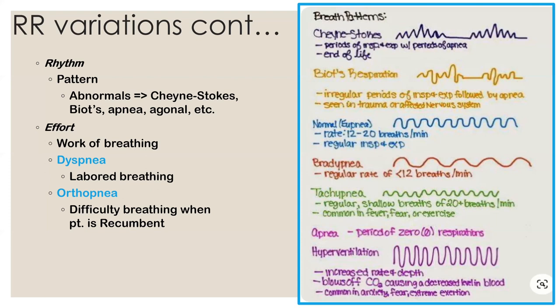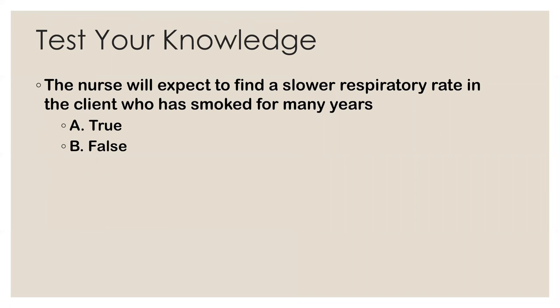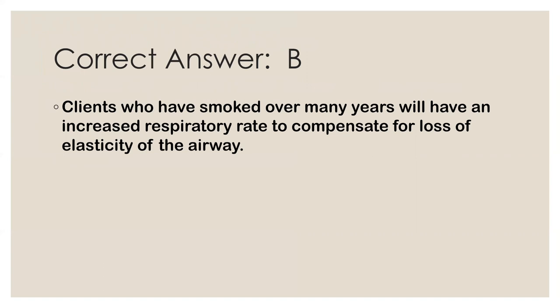So let's test your knowledge. The nurse will expect to find a slower respiratory rate in a client who has smoked for many years. True or false? Correct answer is B, false. Clients who have smoked over many years will have an increased respiratory rate to compensate for that loss of elasticity in the airway.